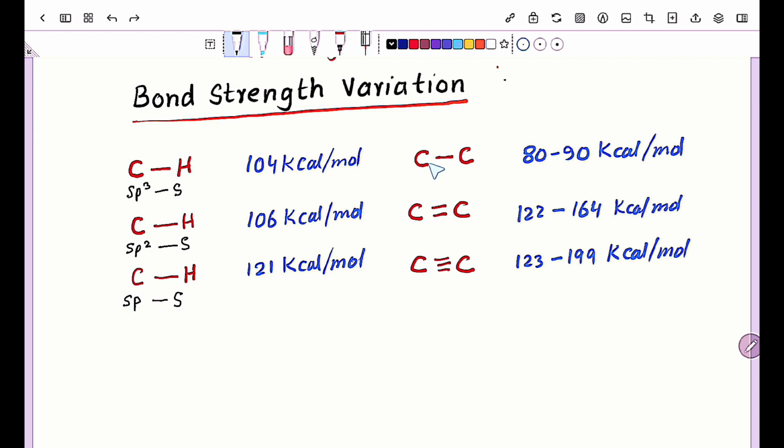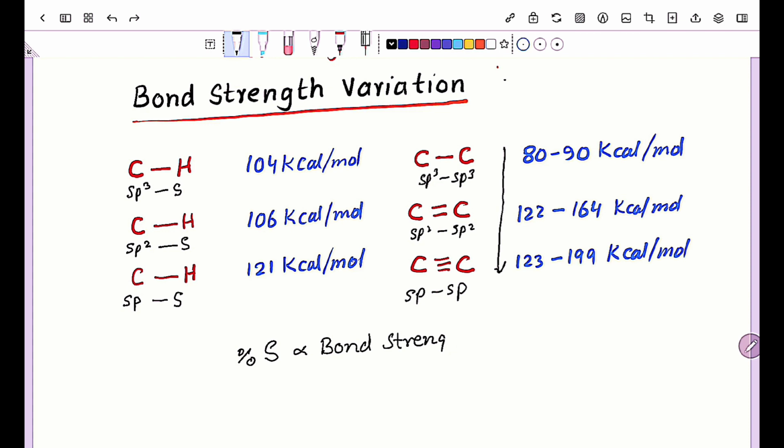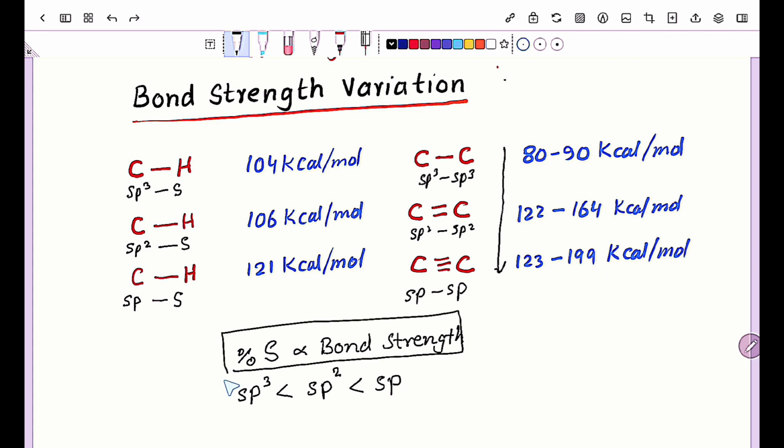Now coming towards the carbon-carbon bond, the carbon-carbon single bond is formed by the sp3-sp3 overlap. The carbon-carbon double bond is formed by sp2-sp2 overlap, and the carbon-carbon triple bond is formed by sp-sp overlap. And here we can see that the energy increases as we go from a single bond to a double bond, then to a triple bond. These are the values. This data shows that percent S character is directly proportional to the bond strength. When the S character is high, the bond will be stronger. So we can write that the sp3-sp3 overlap bond is weaker than the sp2-sp2 overlap bond, and weaker than the sp overlap bond. So S character is directly related to bond strength in organic compounds for carbon.